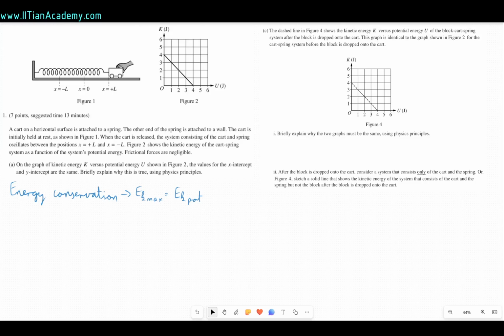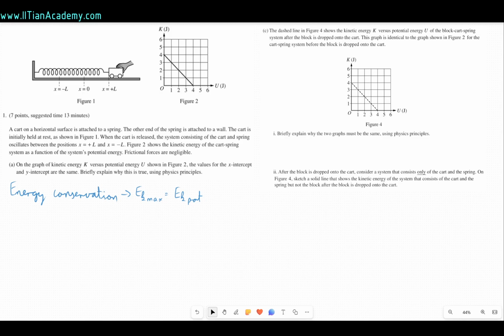So in part C, we're shown this figure 4, which shows the kinetic energy versus the potential energy of the block, cart, spring system after the block is dropped onto the cart. And what we need to state is why the two graphs must be the same. So why is this graph the same as figure 2 in part A of the question?